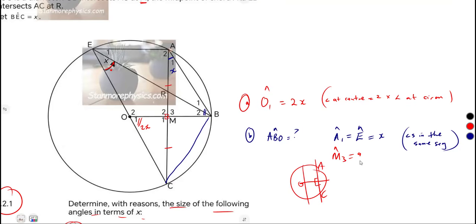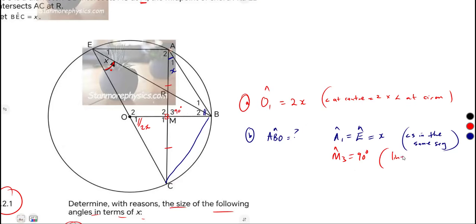90 degrees. So that's 90 degrees here. M3 is 90 degrees. From that line, from center to midpoints of a chord, it's going to be at 90 degrees. Since we talked about that, M is the midpoint. Remember I said M is the midpoint, guys. So that'll be at 90 degrees.